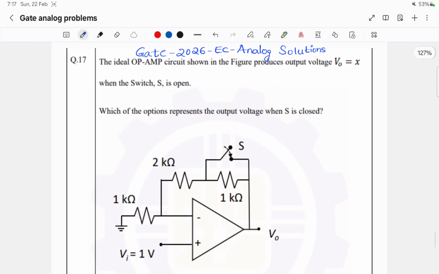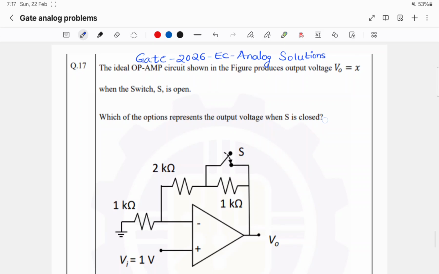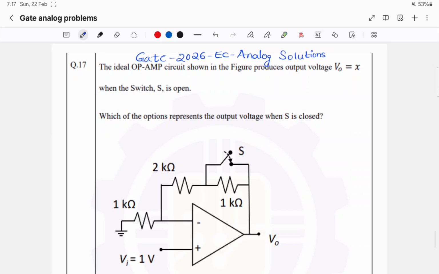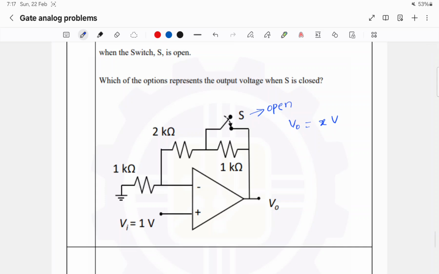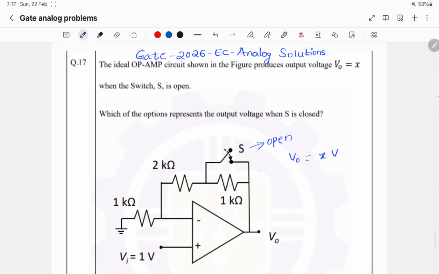Today we will solve GATE 2026 EC analog problems. In the first question, they have given that when the switch is open, the output voltage is X volts. We have to find the relation.